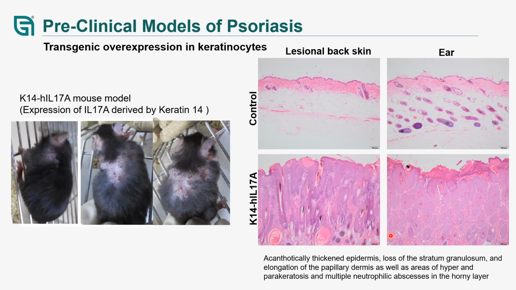Disease pathology is comparable to severe human psoriasis histology, revealing a thickening epidermis, loss of stratum granulosum, and elongation of the papillary dermis, as well as areas of hyper- and parakeratosis and multiple neutrophilic abscesses in the horny layer.